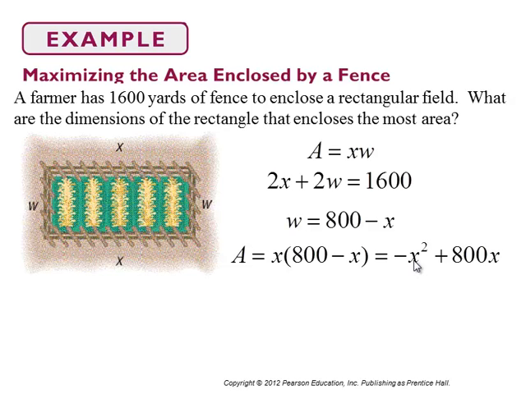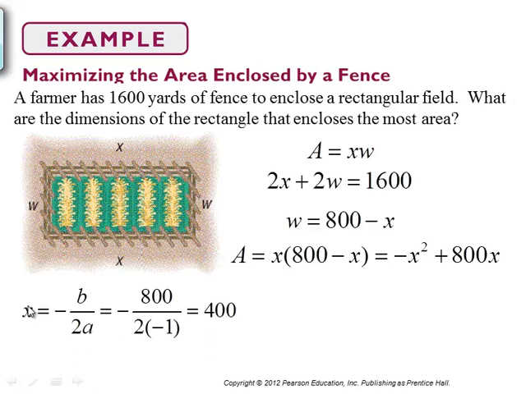We know how to maximize area by finding the x coordinate of the vertex. You see this negative leading coefficient? That means that the graph of this function is going to be a downward opening parabola. So finding the vertex means that we're going to maximize the area, whatever this function value is, which is the area. So find the x coordinate of your vertex, like we know how to do, and that works out to be 400.